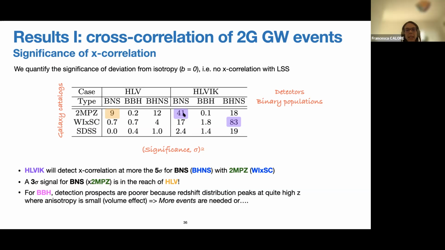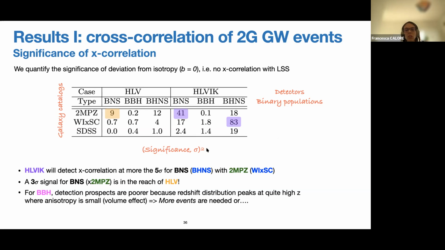And as we can see here, for binary neutron stars and black hole neutron stars, with 5 detectors of 2G, we can detect a positive cross correlation at more than 5 sigma with the 2MASS catalog. Perhaps even a detection at 3 sigma is within reach of HLV. Nonetheless, if we look at binary black holes, then the detection prospects are quite poor.